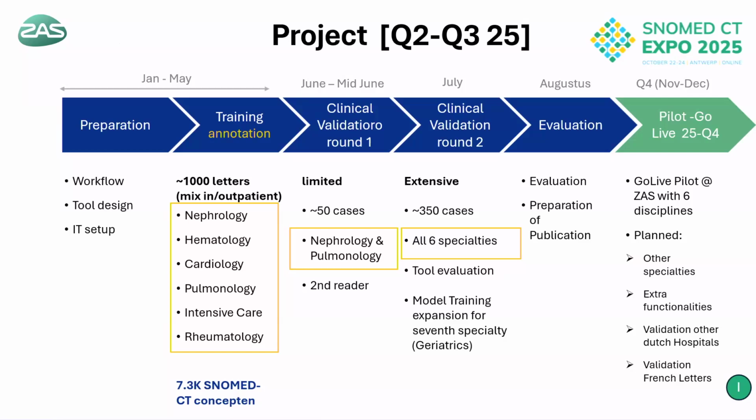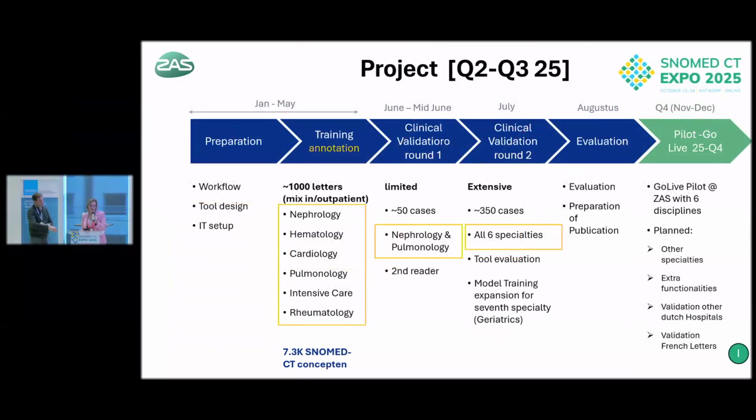So how did we do the project? We actually started thinking and preparing it early this year. Then we had a quite intense phase for the clinicians of annotation, where we reviewed around 1,000 letters, a mix of in and outpatients and different specialties, where we really trained the system. This is the conclusion in the letter. This is the things we want to see coded already in the problem list, not in the problem list.